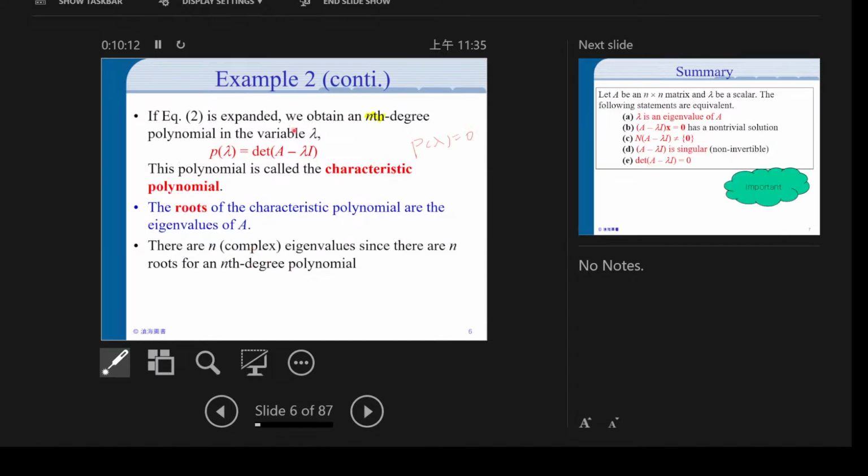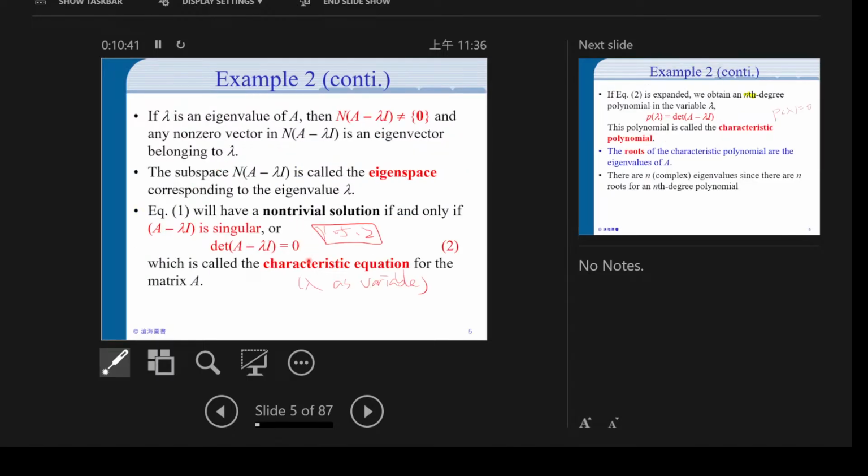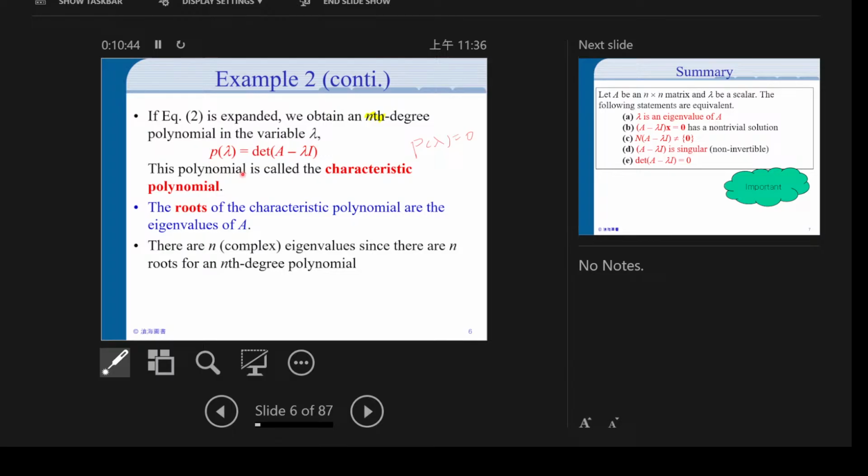Then you can expand out this determinant. We will see that this will be an n-degree polynomial for lambda, because you just expand out this determinant using the recursive definition for the determinant. This is called the characteristic polynomial. We have this characteristic equation, it's hard to pronounce. It just says that the characteristic polynomial is 0. And the roots of this polynomial will be the eigenvalues of A.